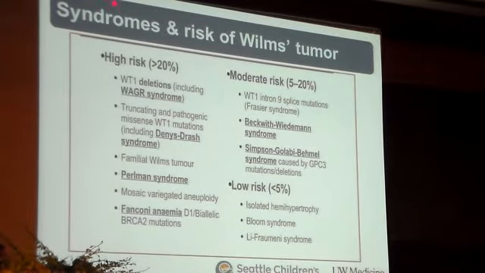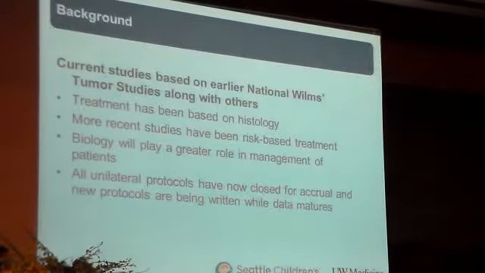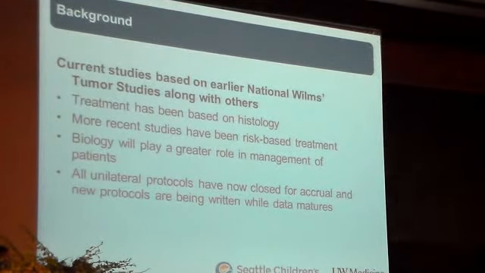We can classify those syndromes into high risk versus low risk of developing Wilms tumor. The high risk ones are WAGR, Denys-Drash, and some other syndromes, but WAGR and Denys-Drash are at high risk. They have a greater than 20% risk of developing Wilms tumors during the first 8 years of life. The ones that are low risk are the isolated hemihypertrophies, and Beckwith-Wiedemann is somewhere in the middle. The current studies are based on the National Wilms Tumor Studies, along with others, the SIOP in Europe.